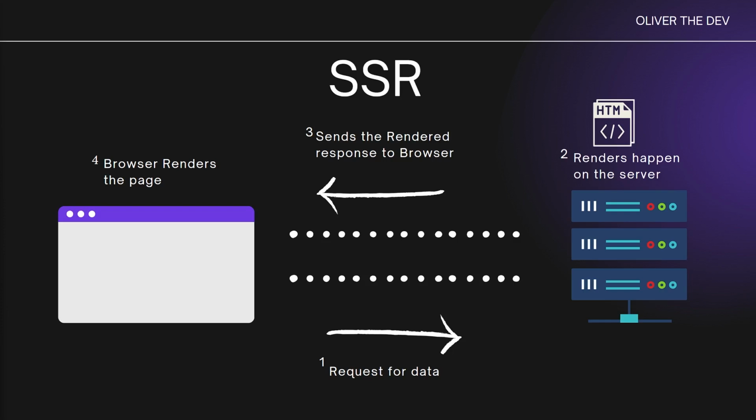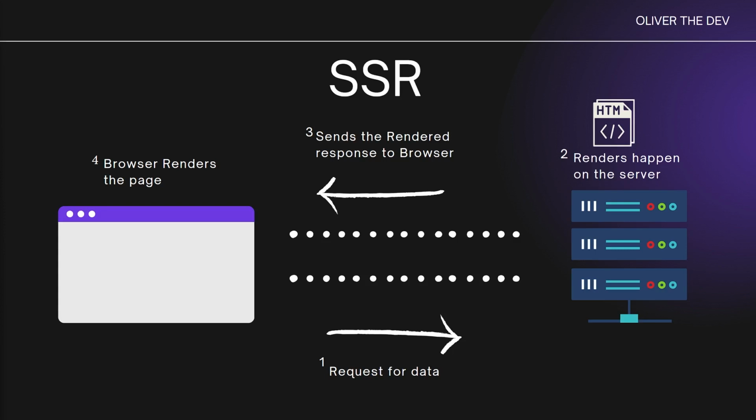So what happens when you go to nextjs.org? You type it in the browser, you press enter, and the first step, number 1, is the request for data. It finds the IP address for nextjs.org, and the server finds that IP address, goes to it, and finds whatever files you need, which is number 2. Rendering happens on the server. The server finds the files you need, HTML, CSS, JavaScript, gathers all the files, and loads them on the server.